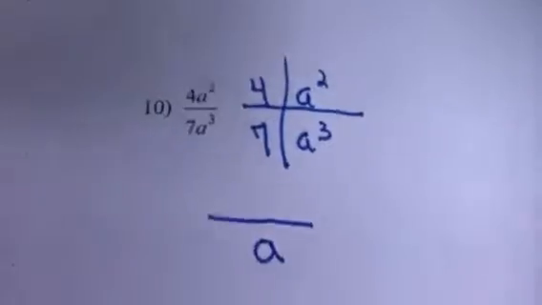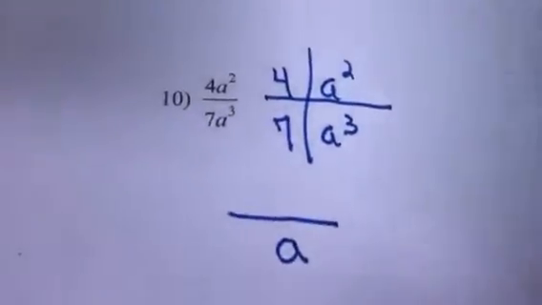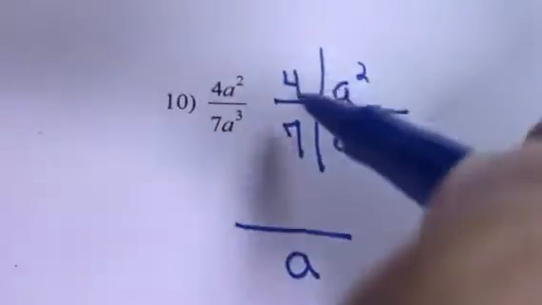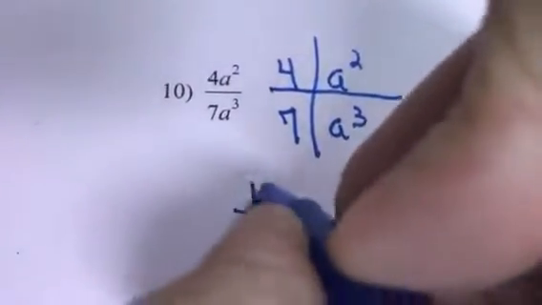And as far as 4/7, that's a fraction. You don't subtract those. Is there a number that goes into both 4 and 7? There's not. You can't simplify it, so it's 4/7.